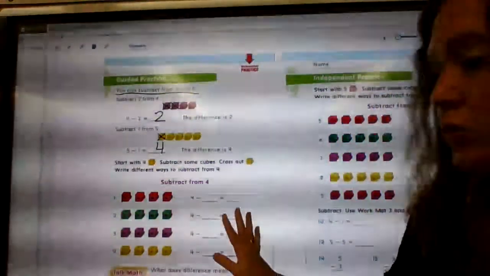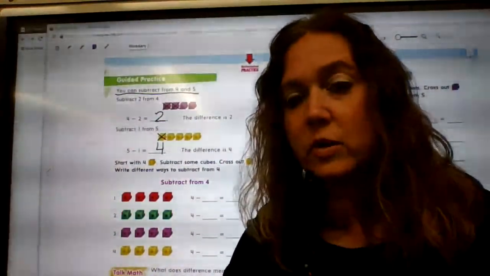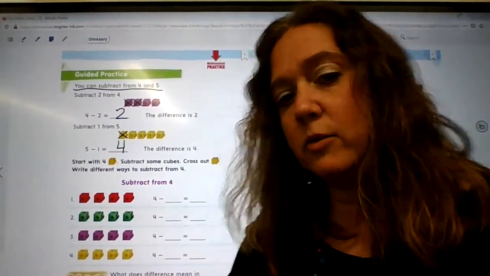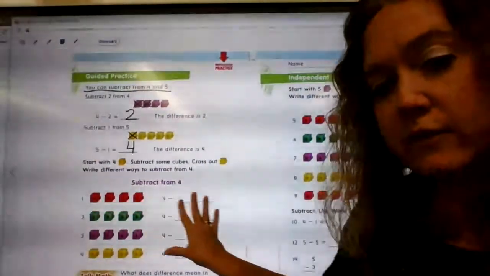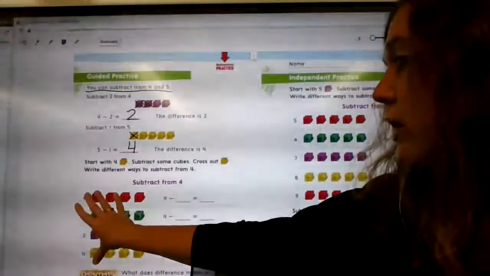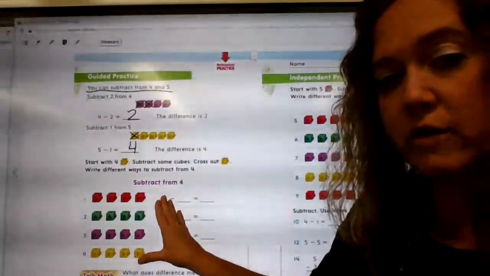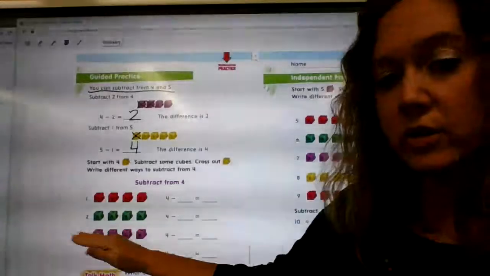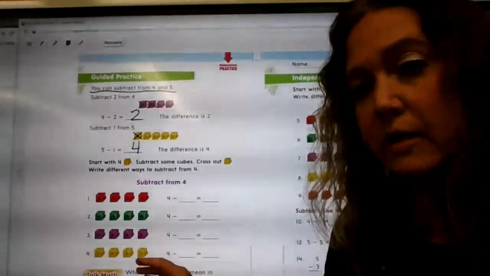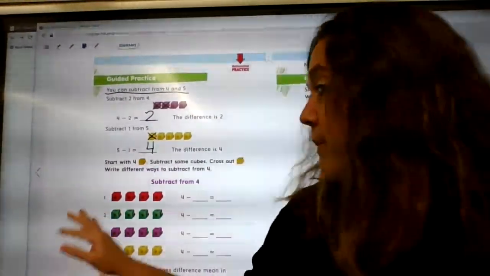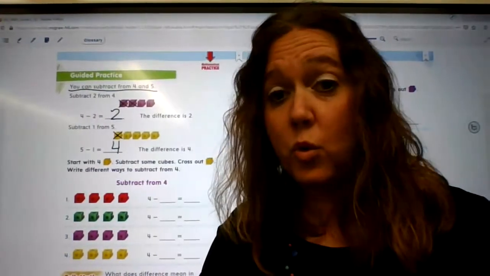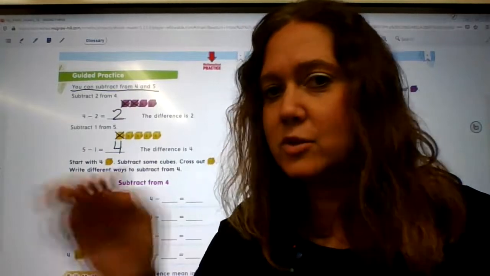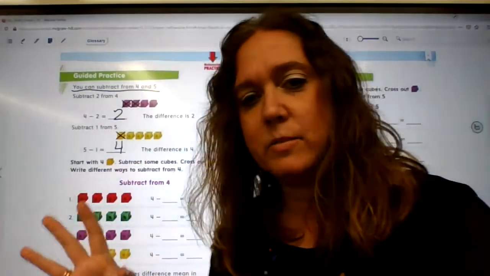You can either pause after I go over the directions, or you can do it after we're going to do the back together. Subtracting from 4. Remember, starting out, maybe don't cross off any, and then figure it out, then cross off 1, then cross off 2, then cross off 3. They didn't have you do all of them, but that would be the way I would do it in order, so you make sure that you don't do the same one 2 times. It has to be different.